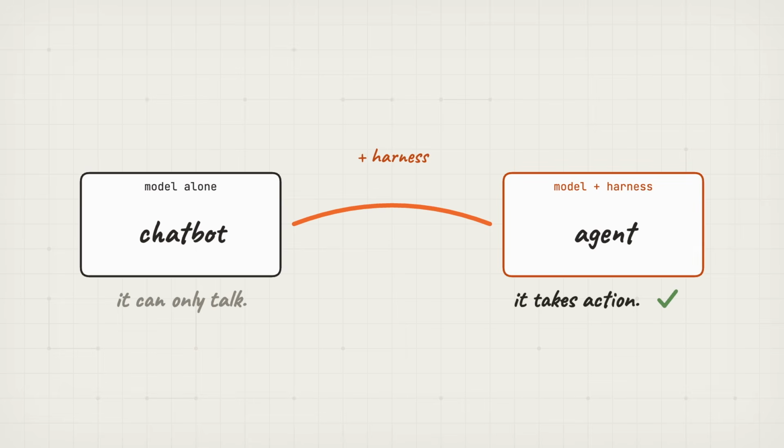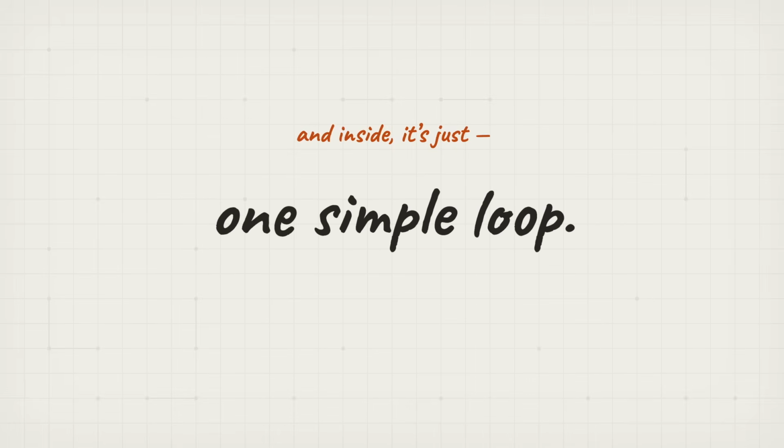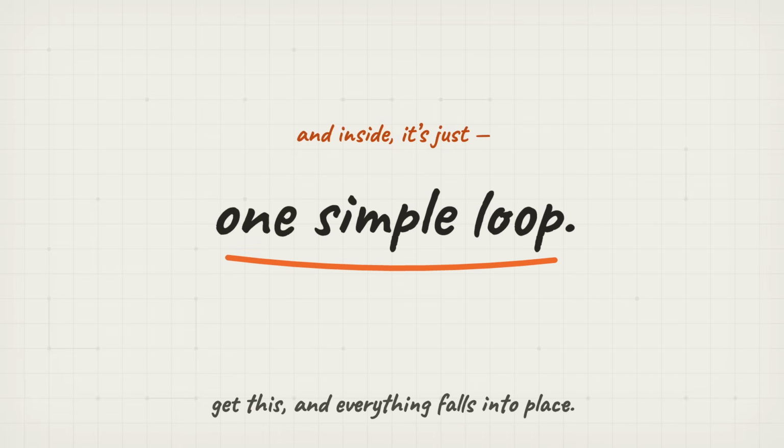So that is what a harness is. But I know if I just say software around the model, it still feels a little vague, right? So let me actually show you what is happening inside it. And don't worry, it is much simpler than you are probably imagining. The whole harness runs on one simple loop, and this loop is honestly the most important part of the entire video. Once you understand this loop properly, trust me, everything else is going to fall into place on its own. Let me walk you through it step by step.